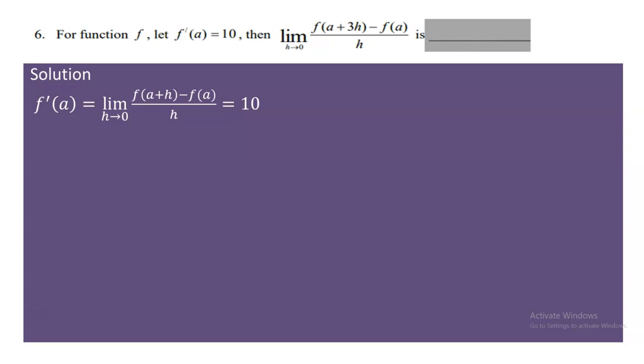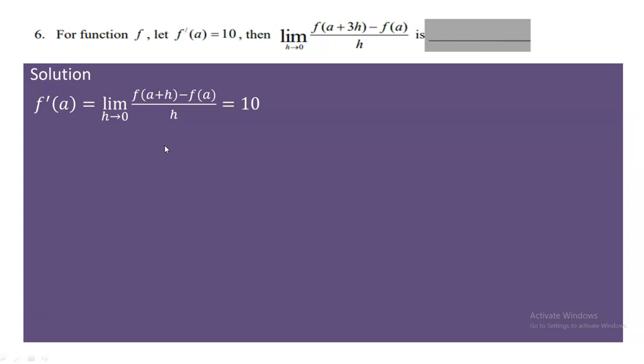We know that the derivative of a function at a is defined as the limit of f of a plus h minus f of a over h as h approaches 0. This basically is a definition for a derivative directly taken from the definition. And we have been told that this derivative is 10. Here it is, a given information.